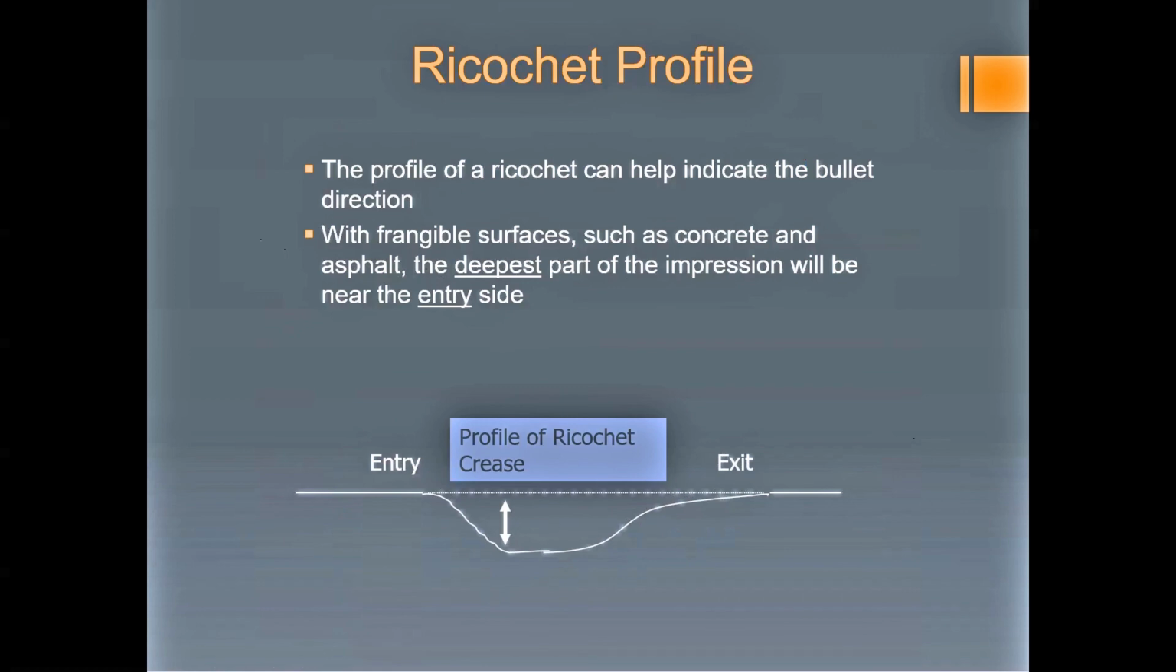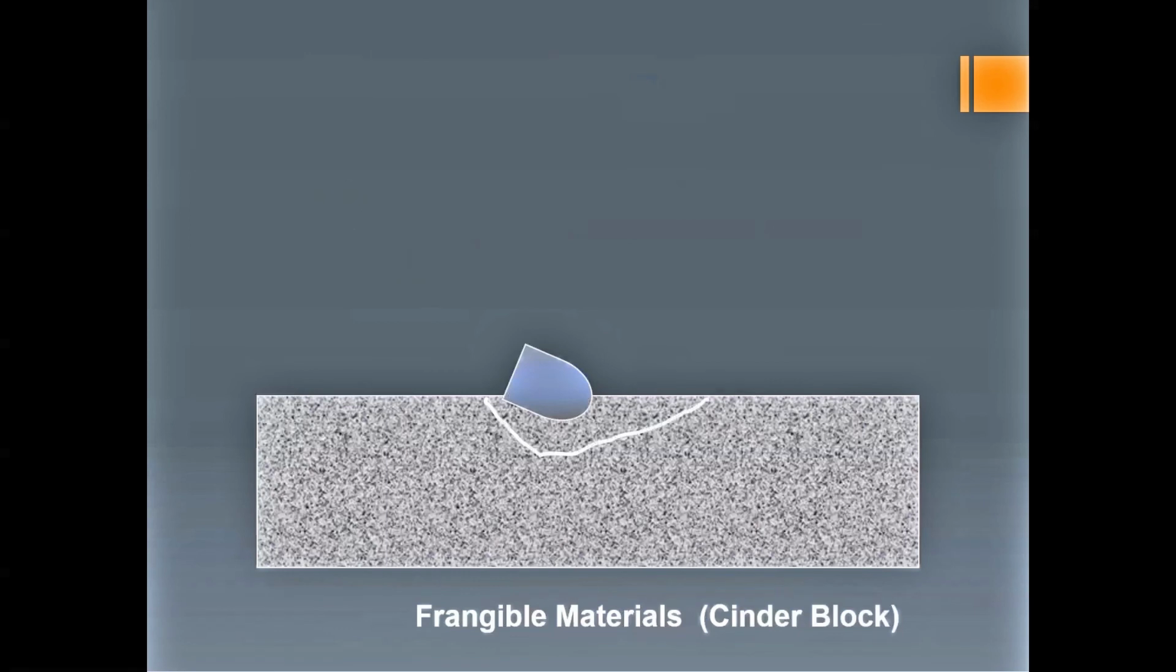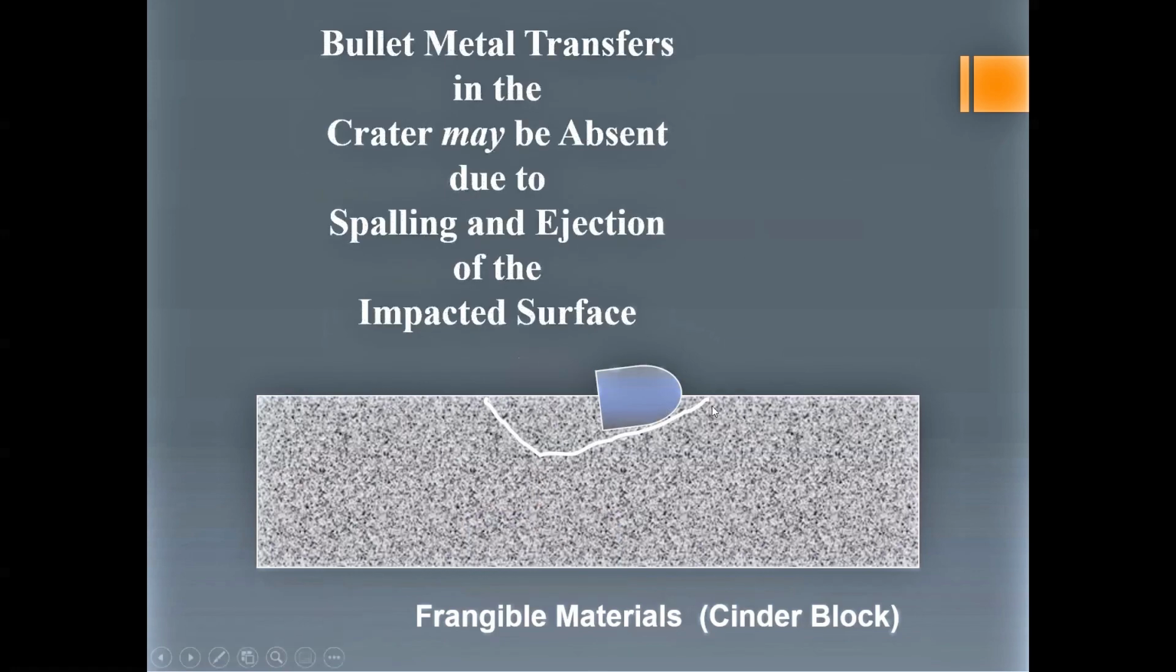You can see to the left, that's a deeper part of the crease right there, left to right. Here we have our bullet striking the surface, dislodging material, also known as spall. Right? The depth here is greater. It's the deepest point. And as it exits, we have a more shallow portion of this profile.